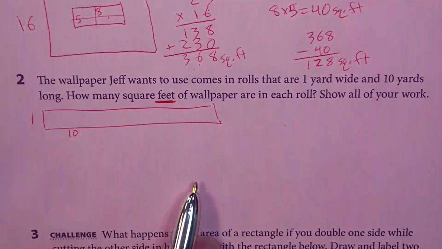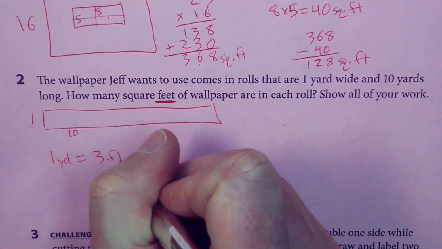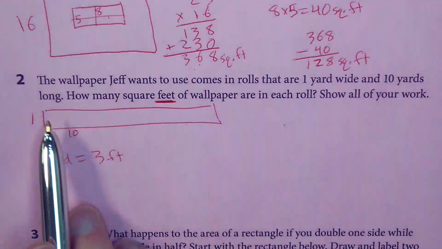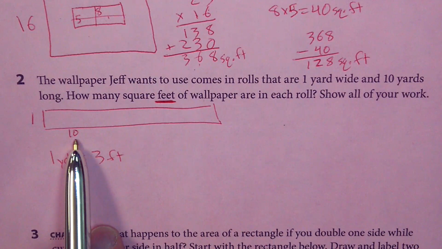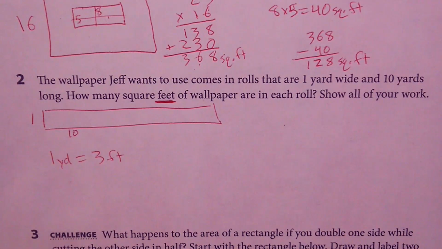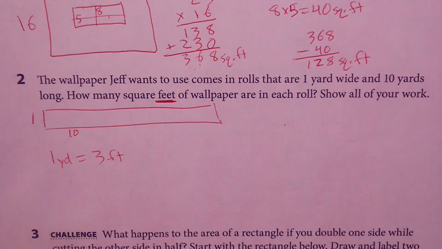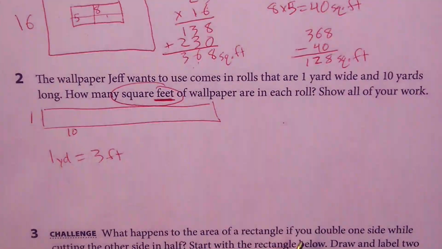So you're going to have to convert yards to feet. 1 yard equals 3 feet. So you're going to need to take both of these numbers times 3 to figure out how many feet they are, and then multiply them. Okay, so triple these numbers, then multiply both of those numbers to figure out the square feet. Make sure you include your units.